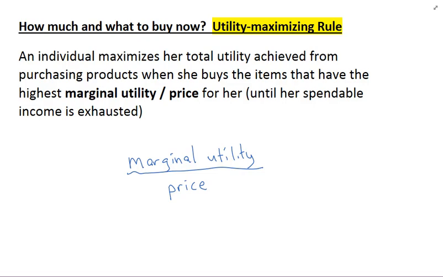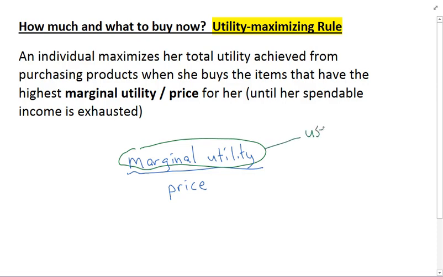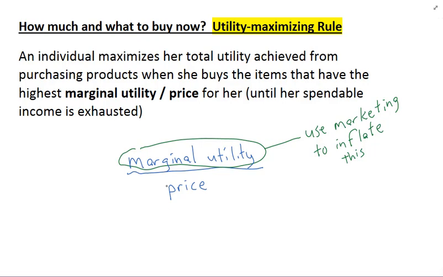But if you think about what a firm would want to do that's trying to make profits, what do you do? You use marketing to inflate this. You say how great the thing is without breaking any laws and lying. But you use marketing to inflate this, to increase it in the eyes of consumers. It's the perception of usefulness, not the actual usefulness itself. And then you use a pricing strategy to make this seem lower.